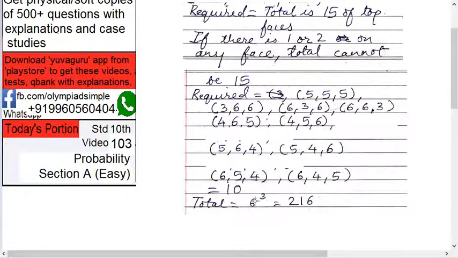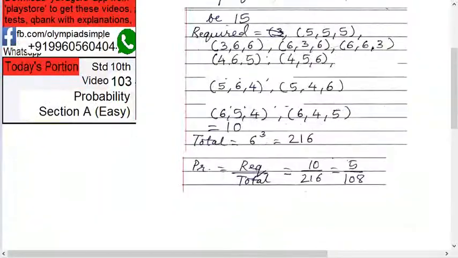What is the total? Total means the number of outcomes raised to the power of how many trials are done, meaning how many dice are thrown. So it is 6 cube, that is 216. So probability equals required over total.